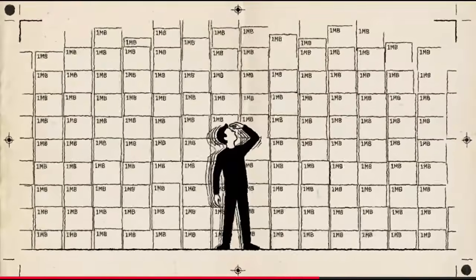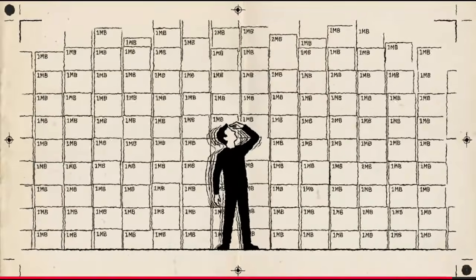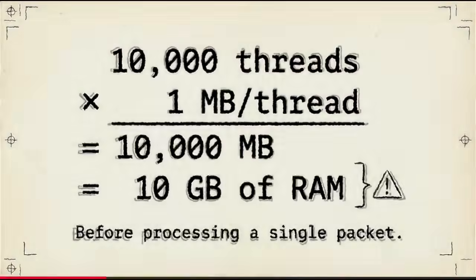It was. The traditional model of one OS thread per connection just collapsed completely. If you spawn a standard thread, you're paying about a megabyte for the stack? A megabyte, yeah. So do the math. 10,000 threads times 1 megabyte. That's 10 gigabytes of RAM just for empty stacks. You haven't processed a single packet yet, and you're already out of memory.